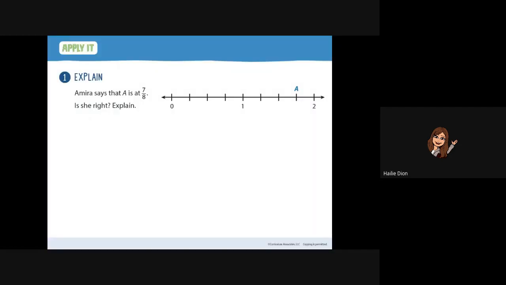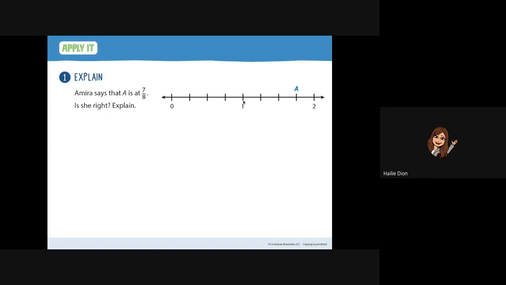So, Amira says that A is at 7/8. Is she right? Explain. So, first things first, we need to go and check what our denominator is going to be by counting the dashes. So we have 1, 2, 3, 4. So we already know that the denominator is going to be 4. So she already seems wrong to us, but let's keep going just to make sure.